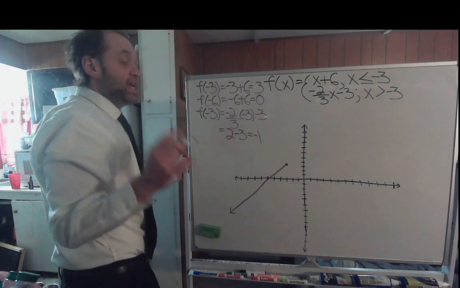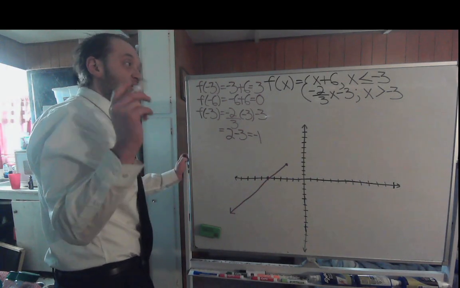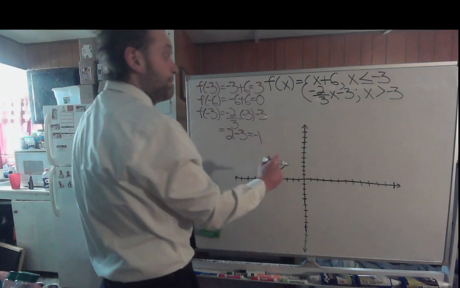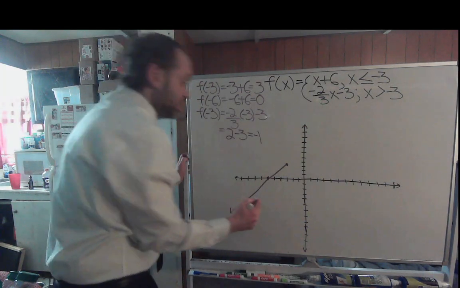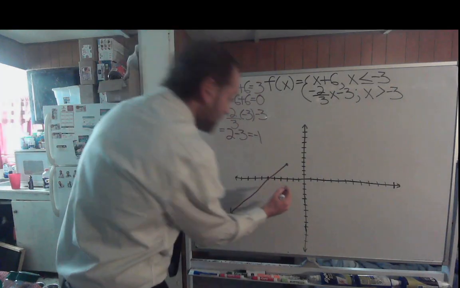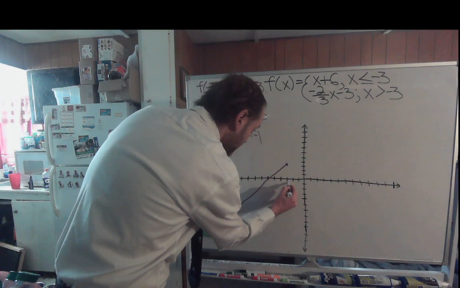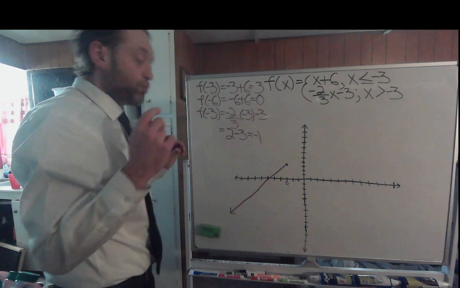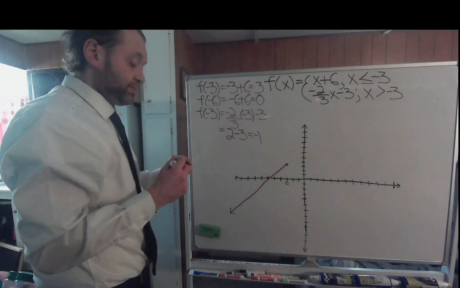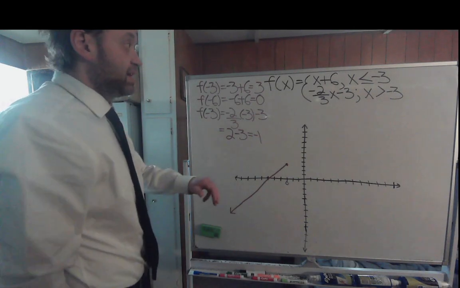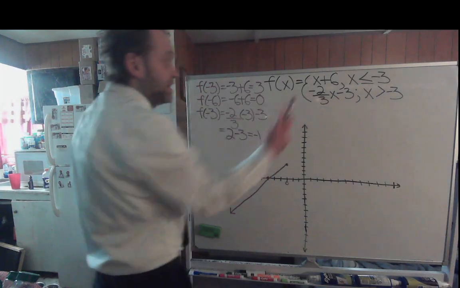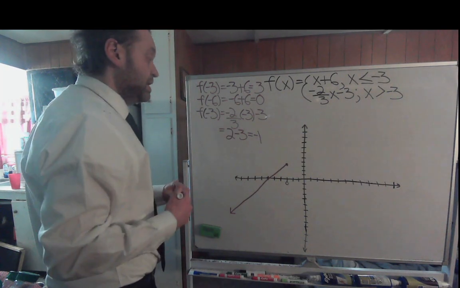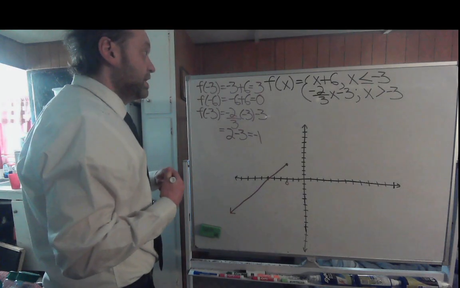Now, since negative 3 in the domain is not defined for the bottom function, you're going to put a hole at (-3, -1). The reason being is because f of negative 3 is not defined for negative 2/3 x minus 3. Now let's find another point here.